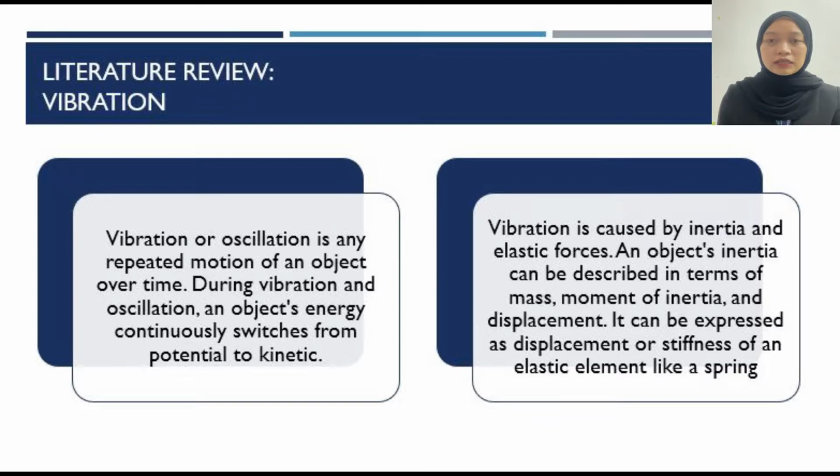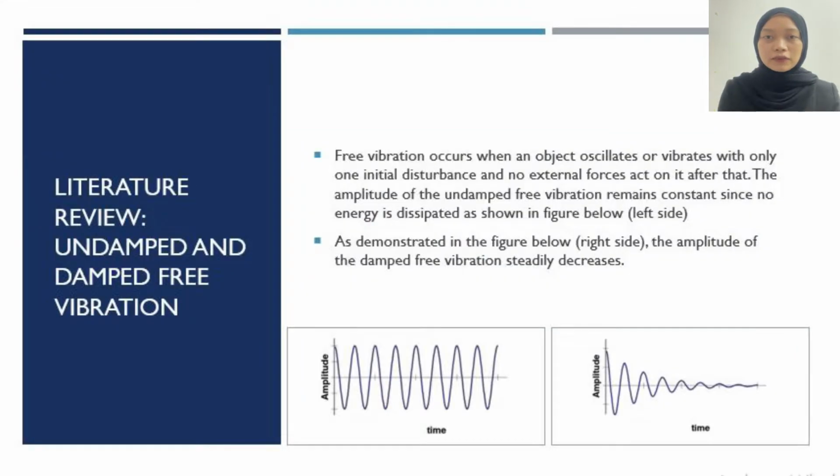Vibration is caused by inertia and elastic forces. An object's inertia can be described in terms of mass, moment of inertia, and displacement. Elasticity can be expressed as displacement or stiffness of an elastic element like a spring. Undamped vibration is a natural vibration that occurs as no additional energy or force is added to the vibration system.